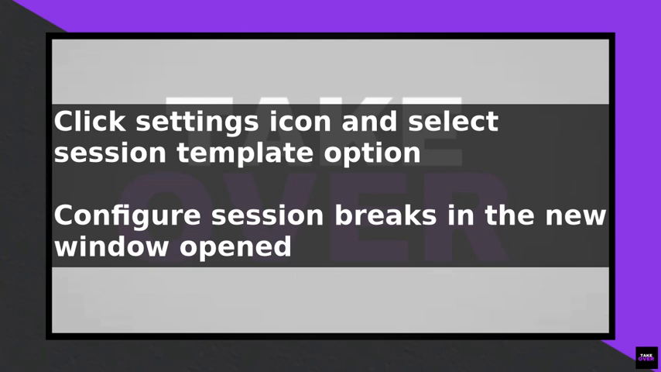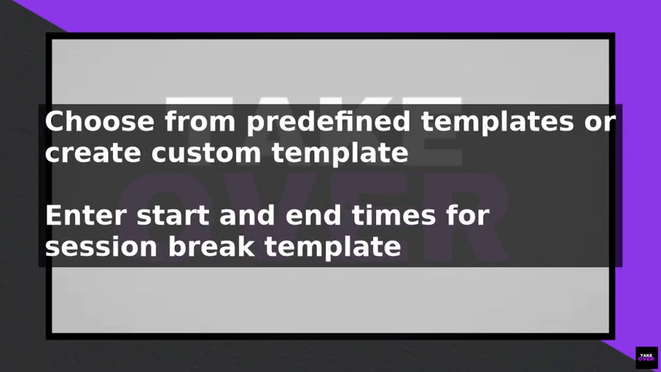You can also add multiple session breaks to your chart by clicking the Add New Session button. Once you have configured your session breaks, click the Apply button to add them to your chart. You will now see vertical lines on your chart indicating the start and end times of each session break.